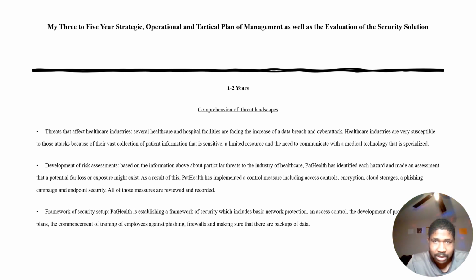All of those measures are reviewed and recorded. And the last part is the framework of security setup. Part Health is establishing a framework of security which includes basic network protection and asset control, the development of procedures and plans, the commencement of training of employees against phishing, firewalls, and making sure that there are backups of data.